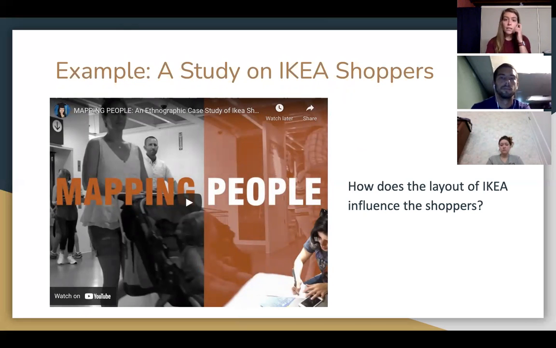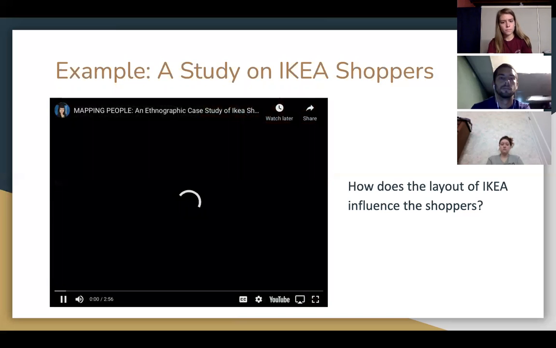This is a study on IKEA shoppers, which IKEA, if you don't know, is a big, giant furniture store that is particularly known for being maze-like and directing customers a certain way throughout the store. And so this case study looked at the layout of IKEA and how that influenced shoppers and kind of how the shoppers interacted throughout the study. So we'll go ahead and take a look at this video here.